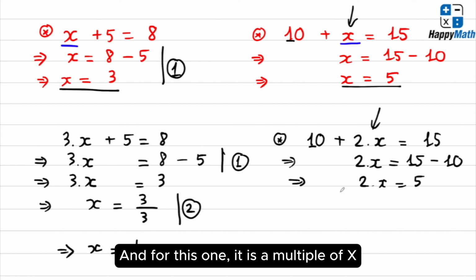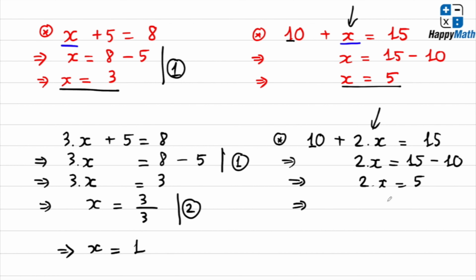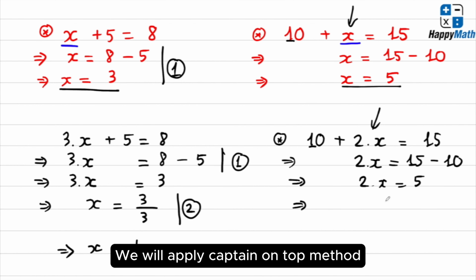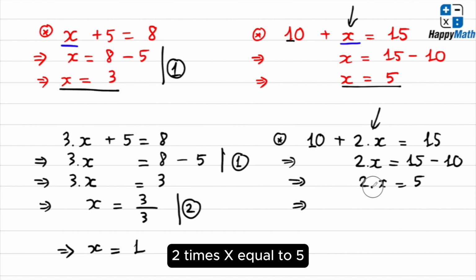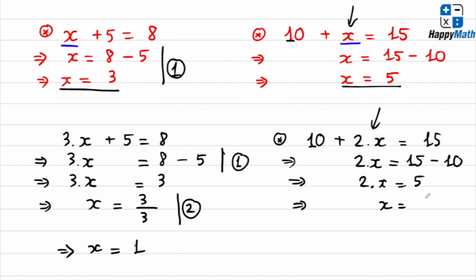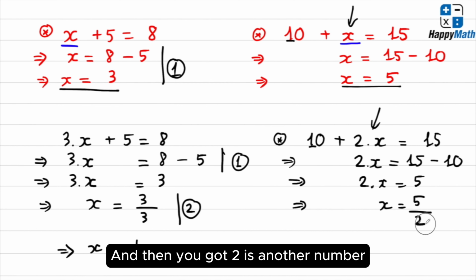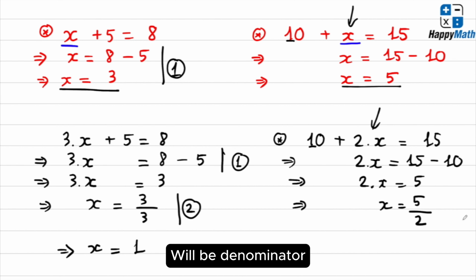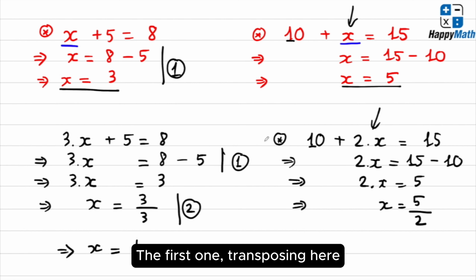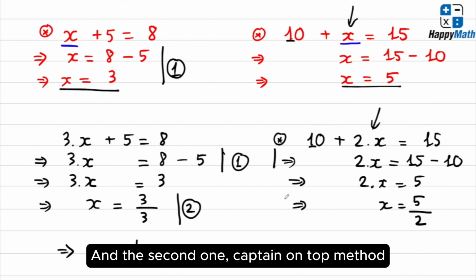And for this one, this is a multiplication, so we will apply the captain on top method. 2 times x equal to 5. 5 stands alone, 5 is captain, 5 on top. So 5 first, and then 2 is the other number, which will be the denominator, and 5 will be the numerator. So what are the two operations? The first one is change position, and the second one is the captain on top method.